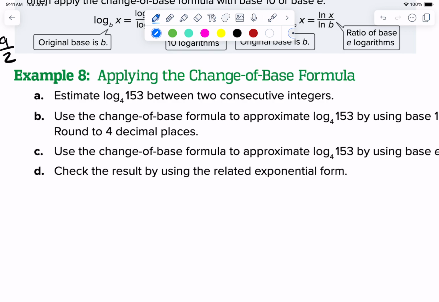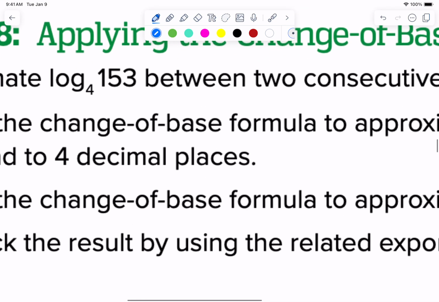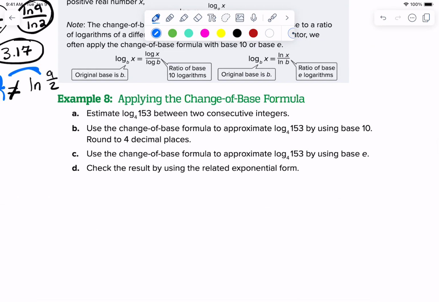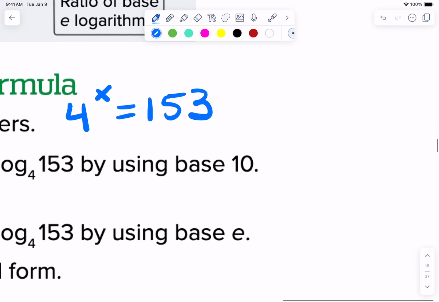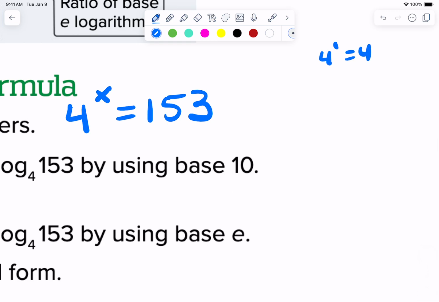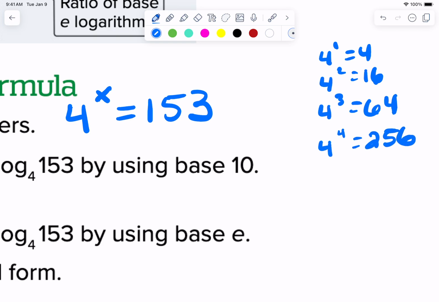All right, let's do this one. Estimate what two consecutive integers this is between: log base 4 of 153. If I set it equal to x, this says 4 to what power gives me 153? I know that 4 to the first power is 4, 4 squared is 16, 4 cubed is 64, and 4 to the fourth power is 256. So 153 is between 64 and 256.